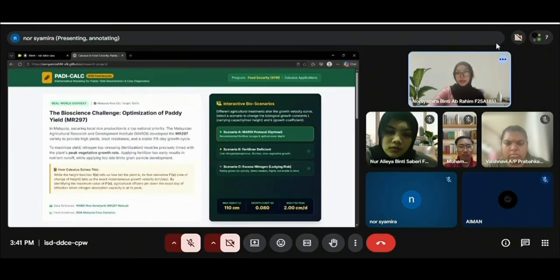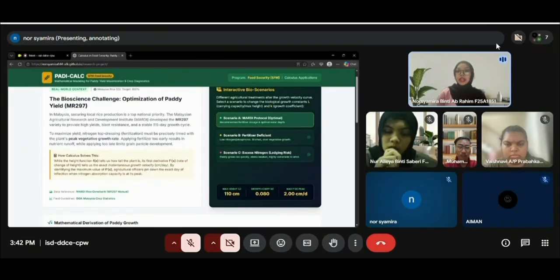The core bioscience challenge here is precision timing for nitrogen fertilization in the MR297 paddy variety. To maximize yield and safeguard national food security, fertilizer must be applied exactly during the peak vegetative phase. Apply it too early and nutrients wash away. Apply it too late and grain development is stunted. Therefore, we need calculus to track daily growth velocity rather than just guessing based on physical crop height.